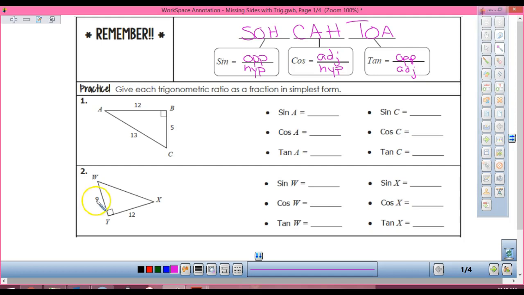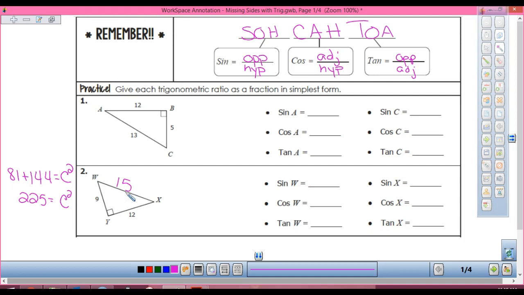So, 9 squared is 81 plus 12 squared, 144 equals c squared. So c squared equals, what is it? 225, and the square root of c is? So now I know that my hypotenuse is 15. So that might happen. You might not have that third side, and you've got to find it.